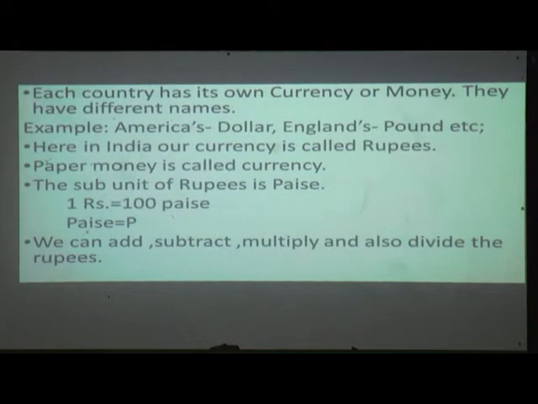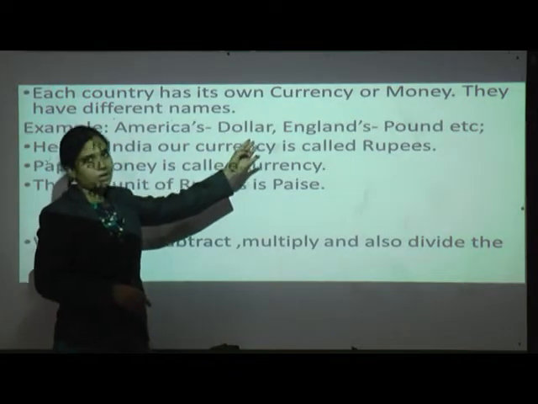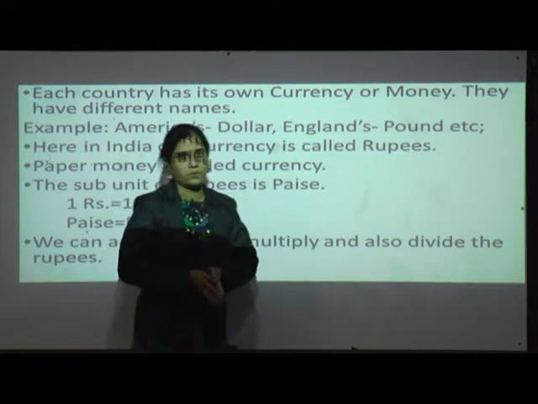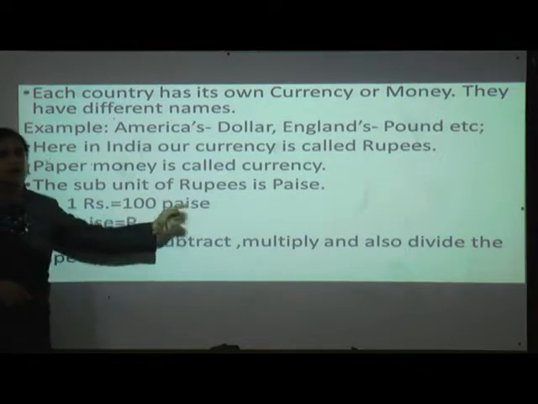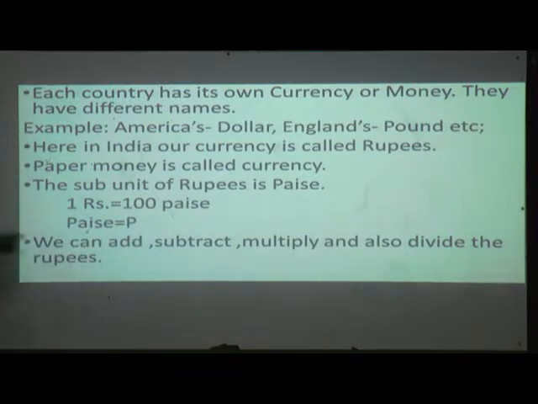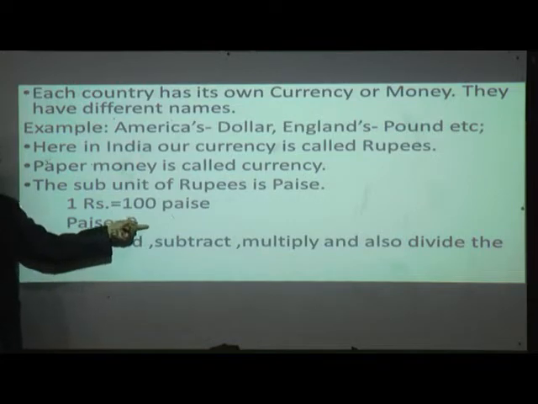Now students, each country has its own currency or money. They have different names. For example, America's dollar and England's pound, etc. Now here in India, our currency is called rupees. Paper money is called currency. Now the subunit of rupees is paise. 1 rupee is equal to 100 paise. And the short form of paise is P.